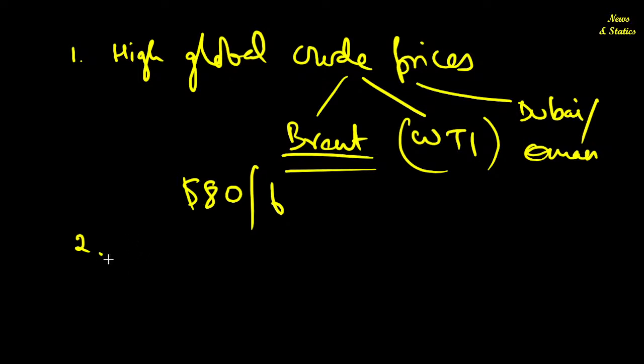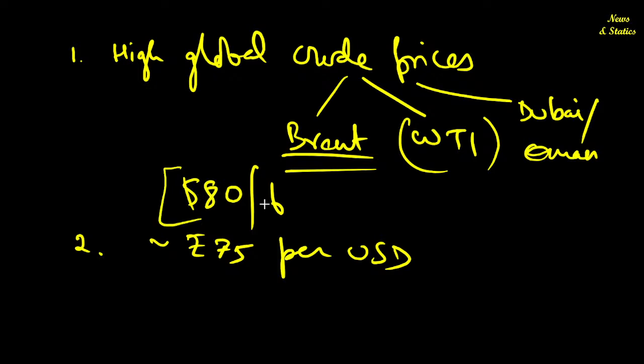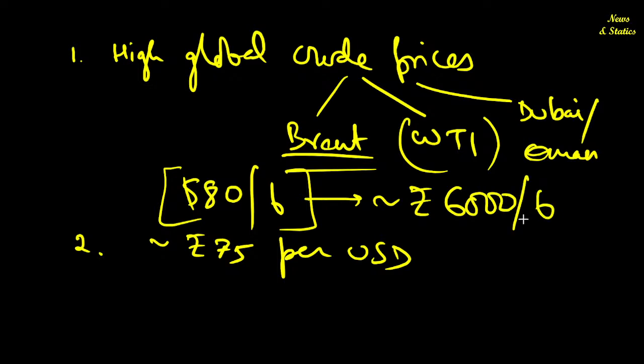Second thing is the depreciation of the Indian rupee. So the Indian rupee, which was about 50-55 rupees for a dollar about 10 years back, is right now roughly 75 rupees per US dollar. So this is also because of this. The global crude, which is $80 per barrel, roughly translates to rupees 6,000 per barrel, and India imports 5 million barrels per day, so you can imagine. The third reason are those taxes, which are pretty high.